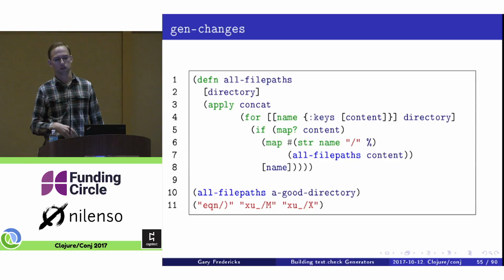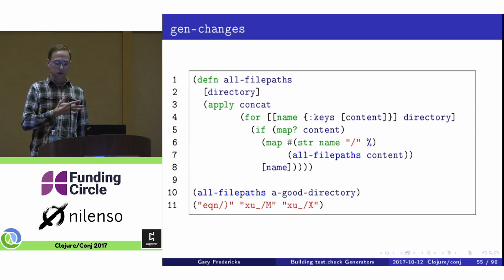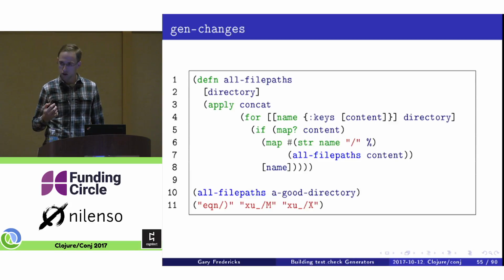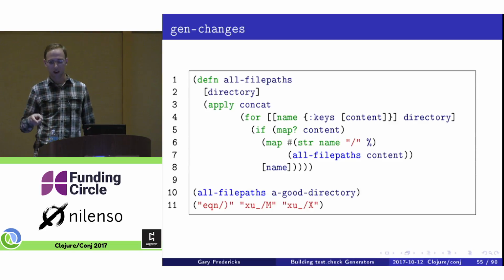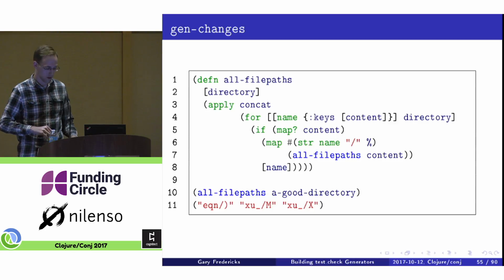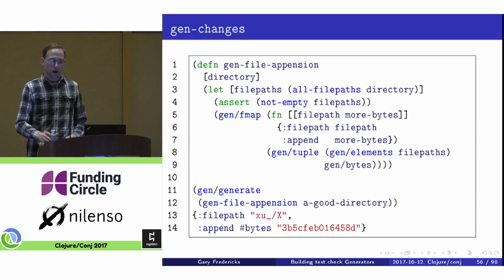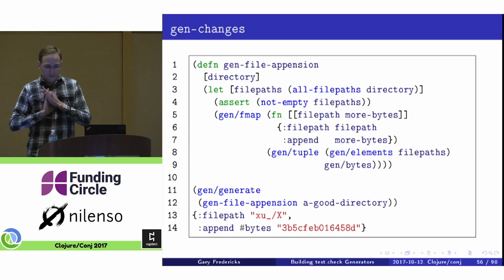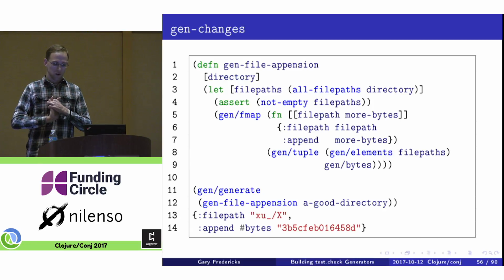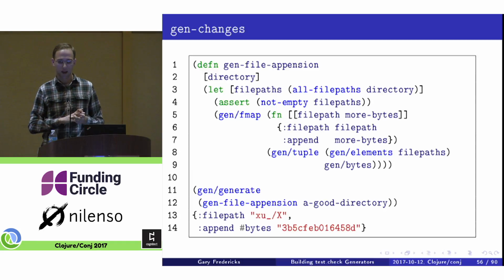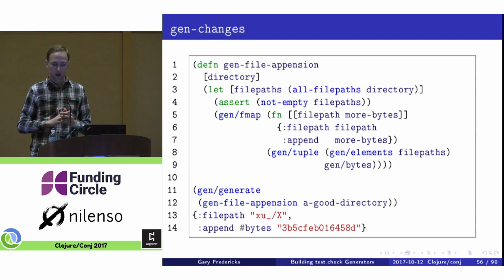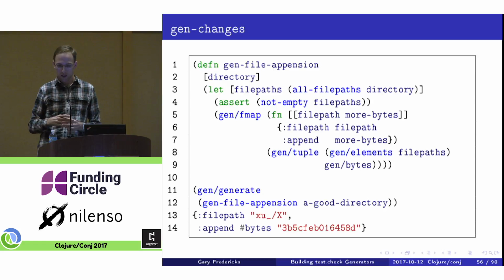But assuming it works, we can pass the directory that we saved from earlier into this function on line 10 and get a sequence of file names where the slashes have been added in between the directory names and the file names. So if we have that, we can wrap this up into our gen file appendtion function. We call that function on line 3 to get all the file paths, and we pick one at random on line 8 by using the elements generator.